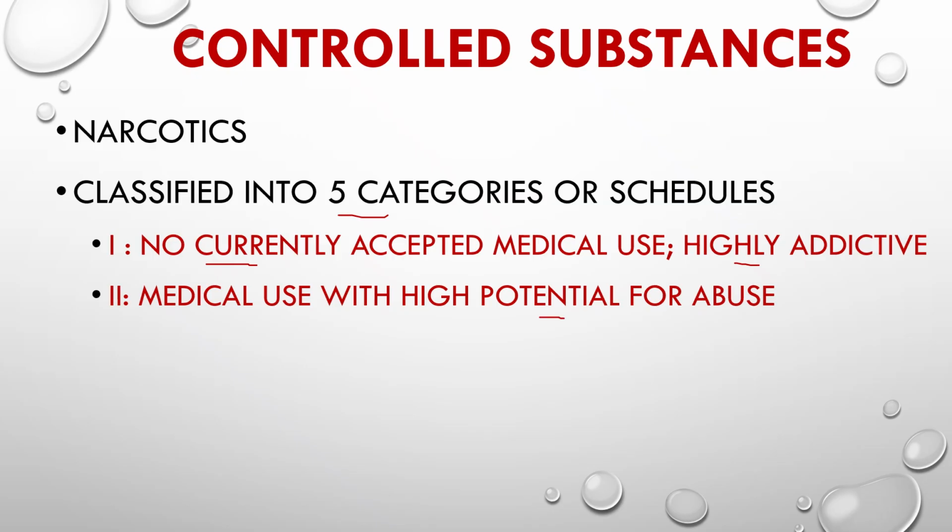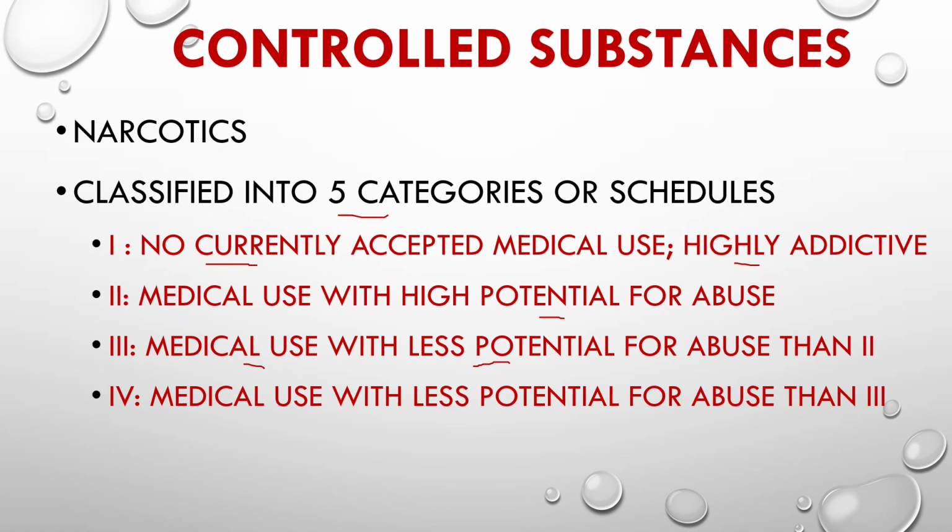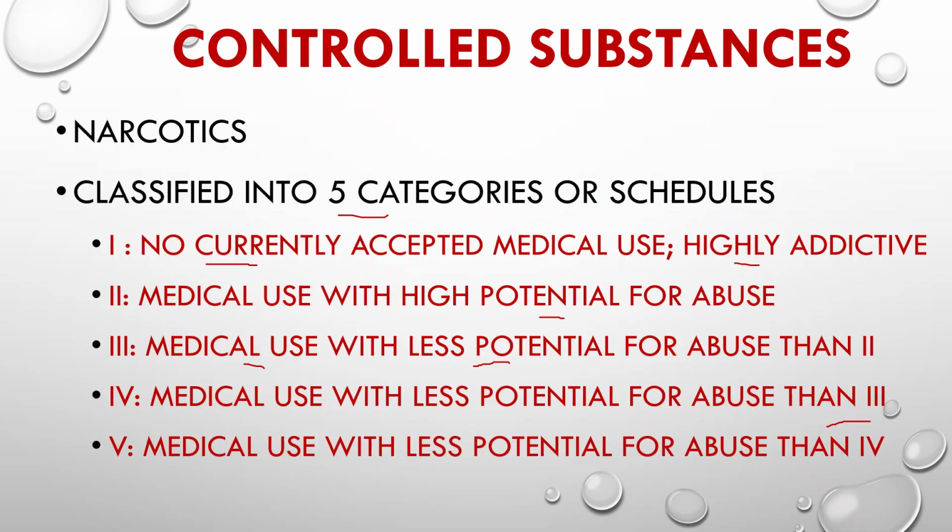For example, fentanyl, very effective pain medication or narcotic, however, lots of potential for abuse, so it is heavily regulated. Now, as we go up our numbers, as we move toward 5, it's just going to become less addictive. So again, all of these are going to have medical use, and these are going to have less potential for abuse than Schedule 2. Schedule 4 has less potential for abuse than Schedule 3, and then 5 has less potential of abuse than 4.